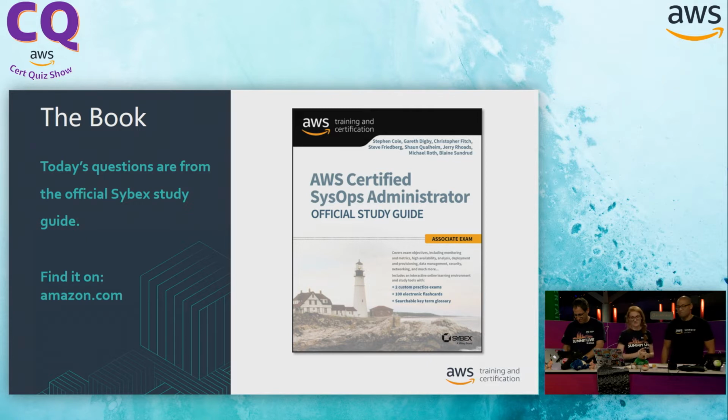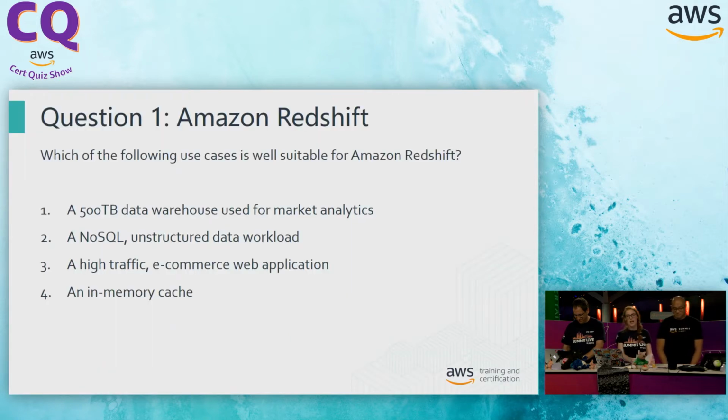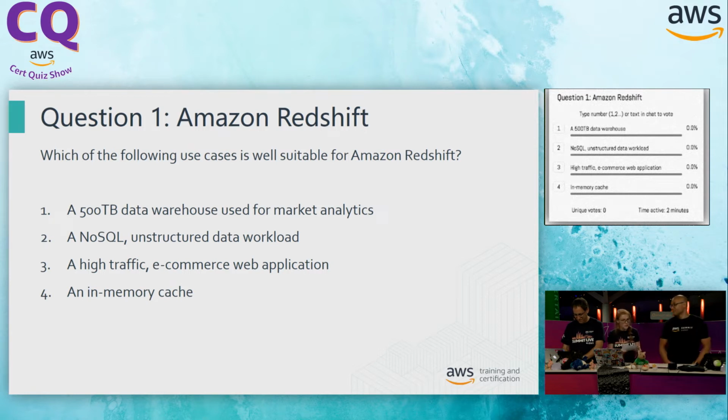Ready, Sander? Yep. First question of the day, Redshift. Which of the following use cases is well suitable for Amazon Redshift? One answer only. Sander. All right, so the way I approach these type of questions is you need to know what the service is. So I'm going to describe the service in a little bit of detail. So what is Redshift? Redshift is our petabyte scale data warehouse service. Great for analytics, performing analytics over large amounts of data.